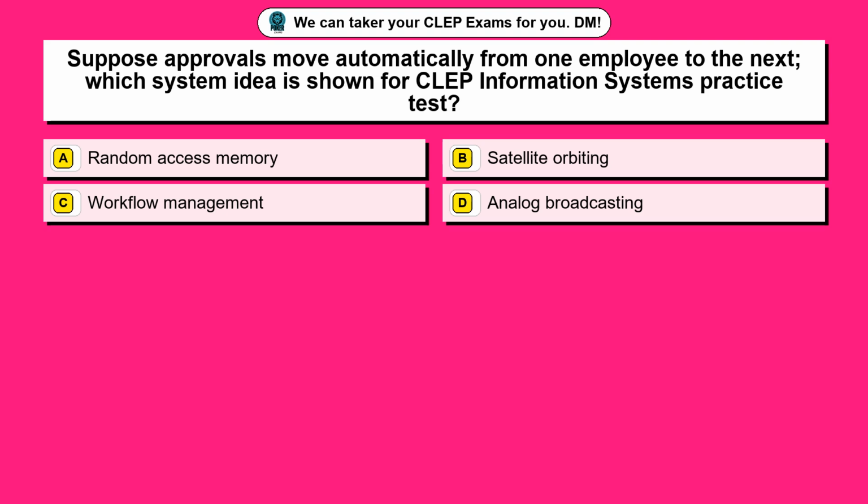Question 19. Suppose approvals move automatically from one employee to the next. Which system idea is shown for CLEP Information Systems practice test? Option A. Random access memory. Option B. Satellite orbiting. Option C. Workflow management. Option D. Analog broadcasting. The correct answer is option C.